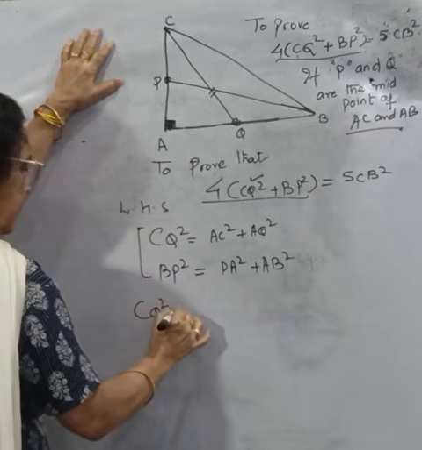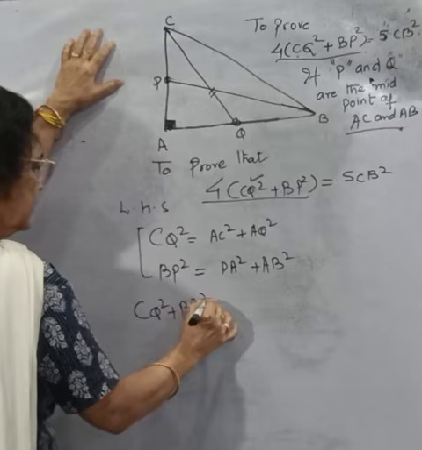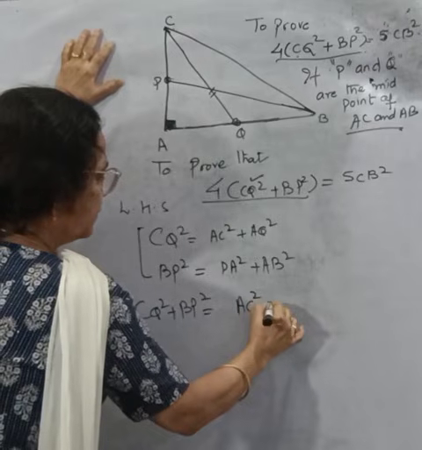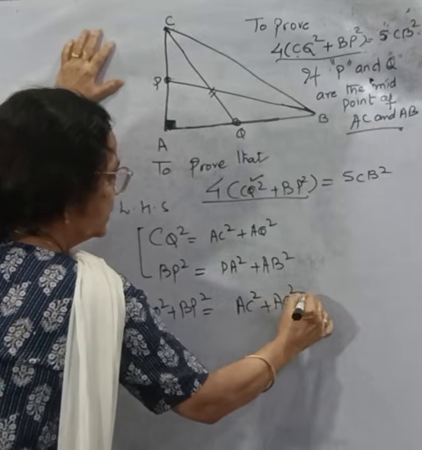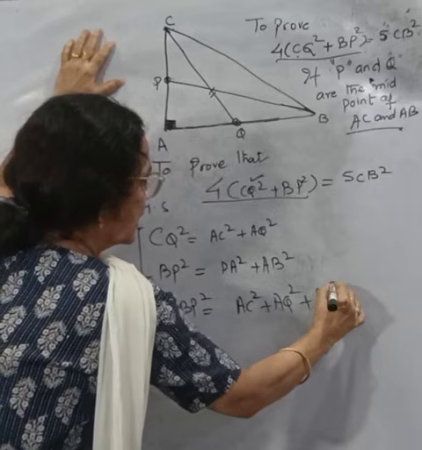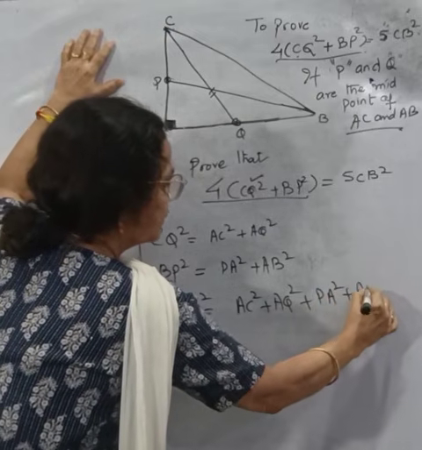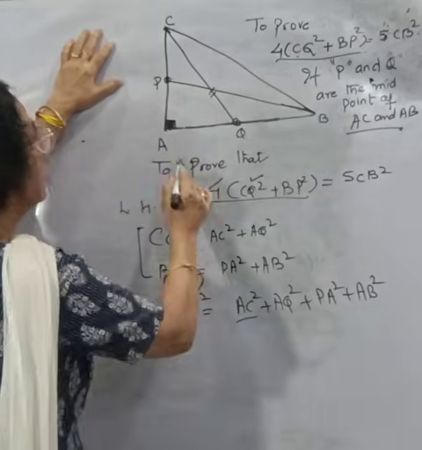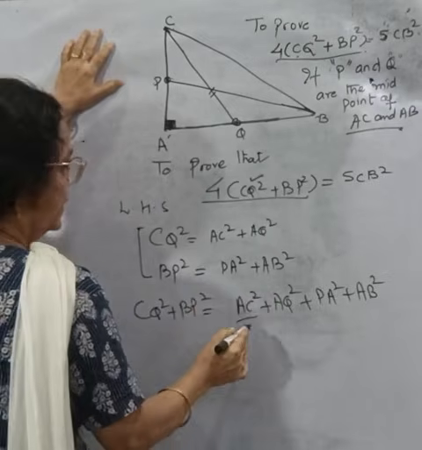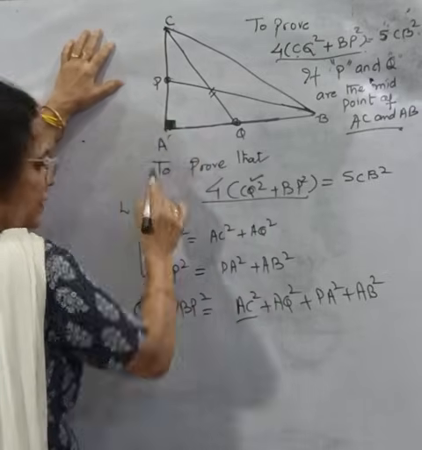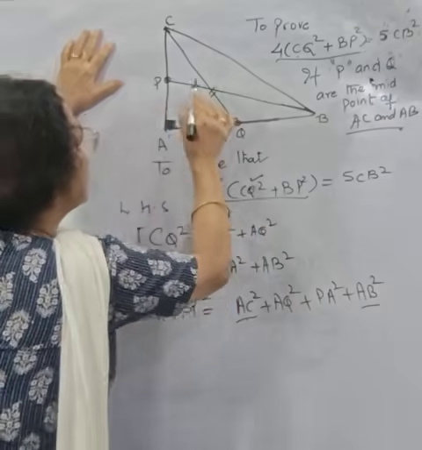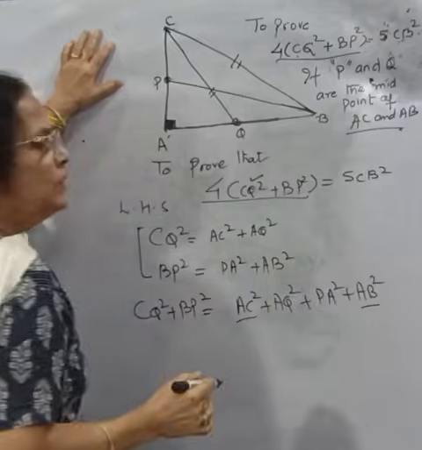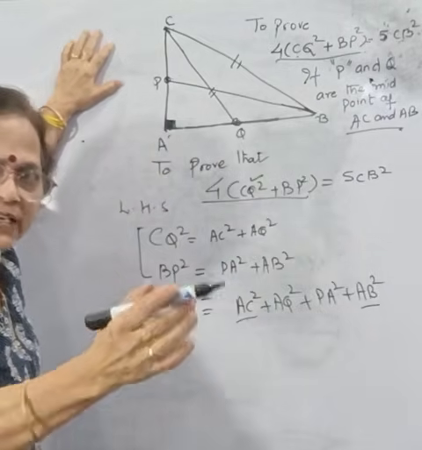Now, joining these two, CQ square plus BP square will be the addition of these two on the left hand side. This is AC square plus AQ square plus PA square plus AB square. Now AC square is this, and AB square is this. Because we have to bring simple CB, whatever is related to CB, we have to collect on one side.